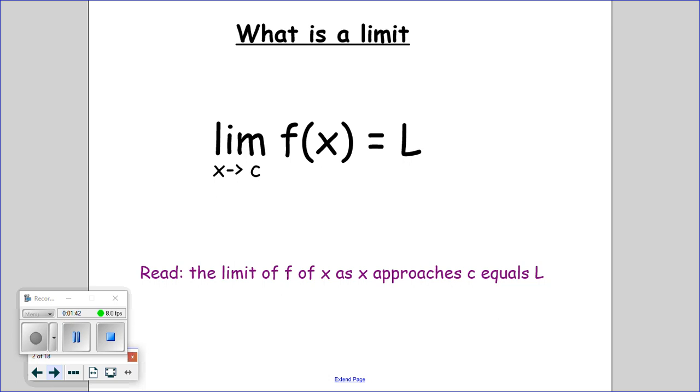And then equals, and then this would be our answer. That is some y value that our limit is approaching. So just a reminder on how this is read, I have it down here. The limit of f of x as x approaches c equals L.